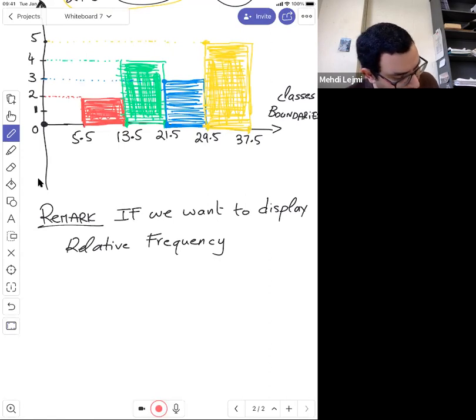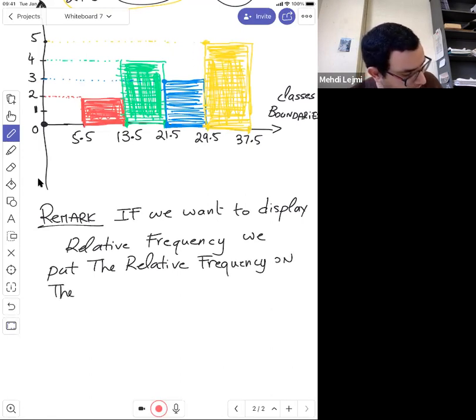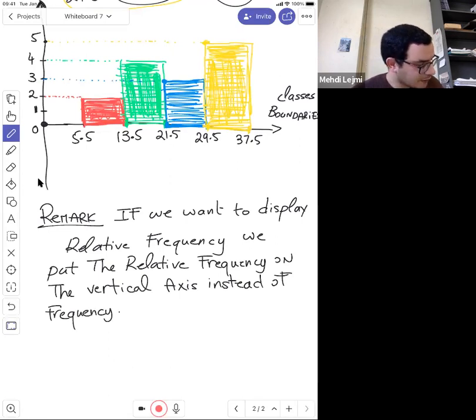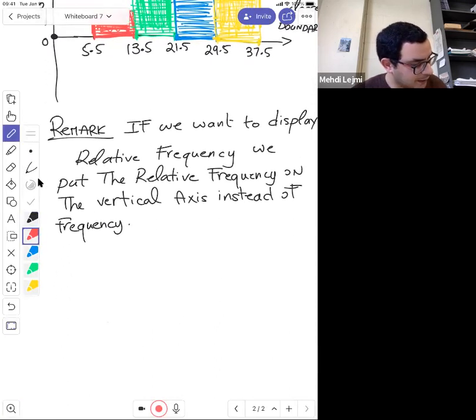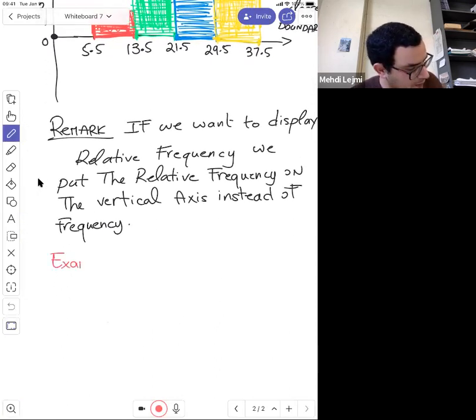So we put the relative frequency on the vertical axis instead of the frequency. So for example, I'm gonna just use the same example. Okay, so we want to display, let's say, relative frequency.